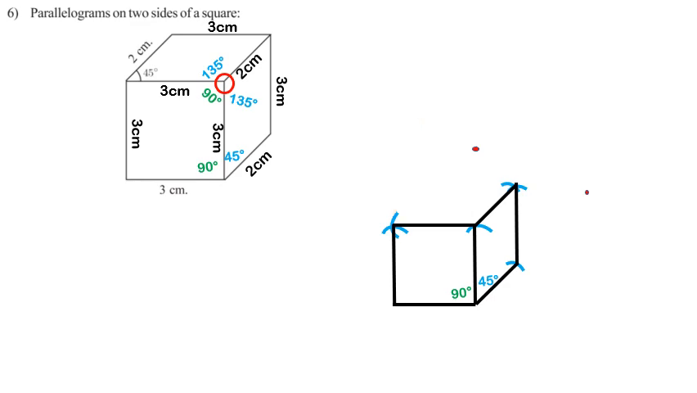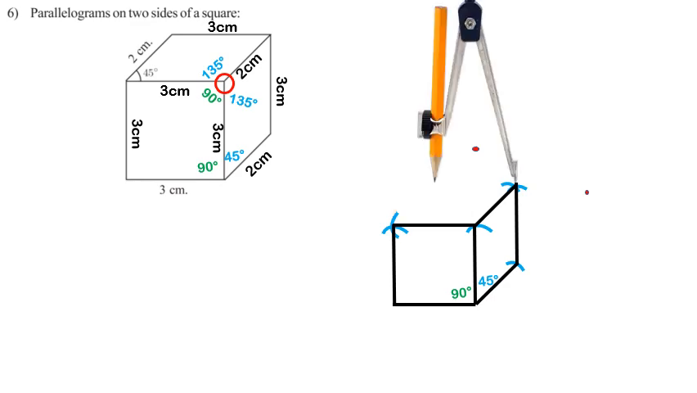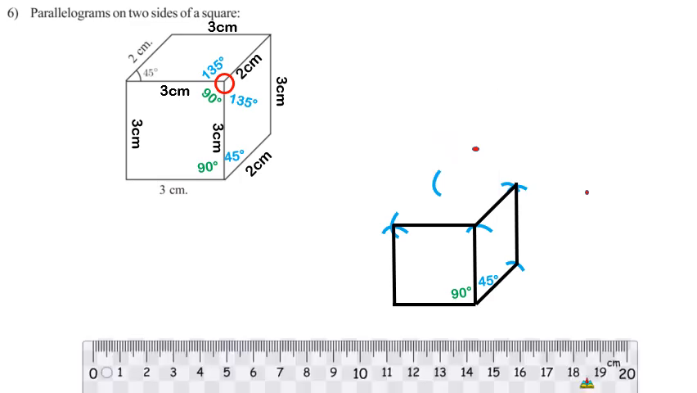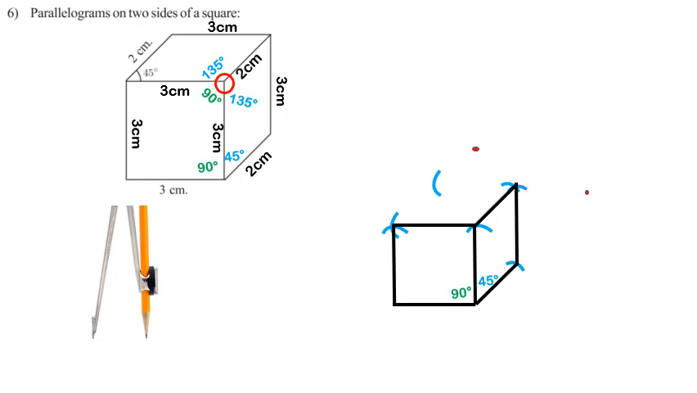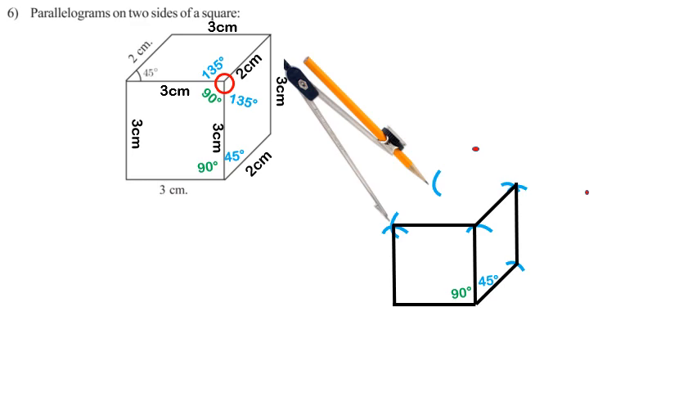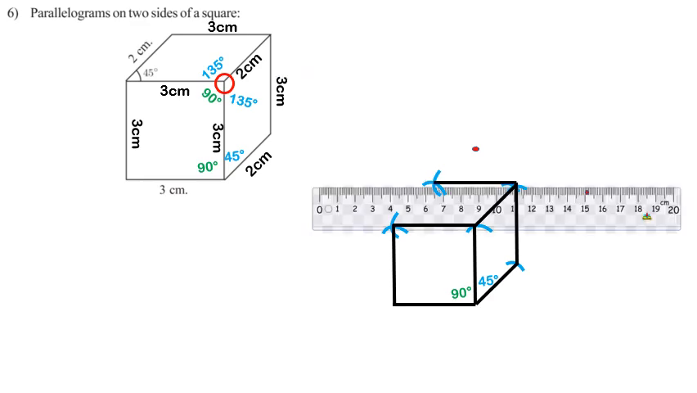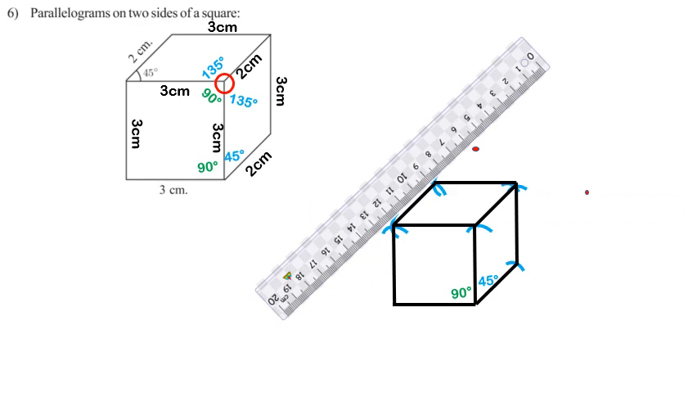Again take 3 cm in our compass and draw one arc to the opposite side like this. Then take 2 cm in our compass and draw another arc to the opposite side of 2 cm, which is intersecting the first arc. Then join these points using our ruler and complete the figure as shown in the question.